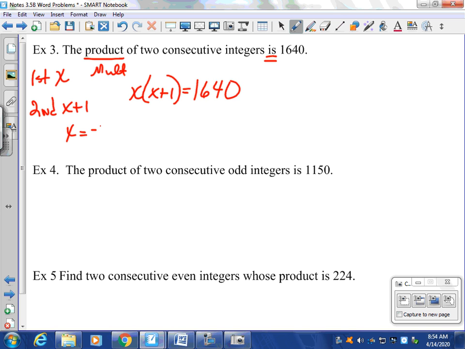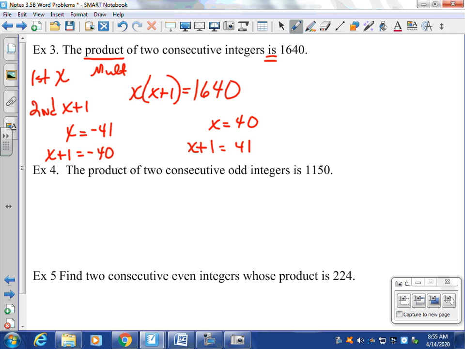If x is equal to negative 41, or if x is equal to 40, maybe we should talk about 40 first. Okay, if x is equal to 40, what would the next number consecutively after 40 be? Well, it'll be x plus 1, which is 41. And if you multiply those two numbers together, you should get the answer 1640. Now, what would x plus 1 be if the number is negative 41? Well, negative 41 plus 1 is negative 40. And so therefore there are two possible answers to this question. There's a negative answer because a negative times a negative makes a positive 1640, and a positive times a positive makes positive 1640.